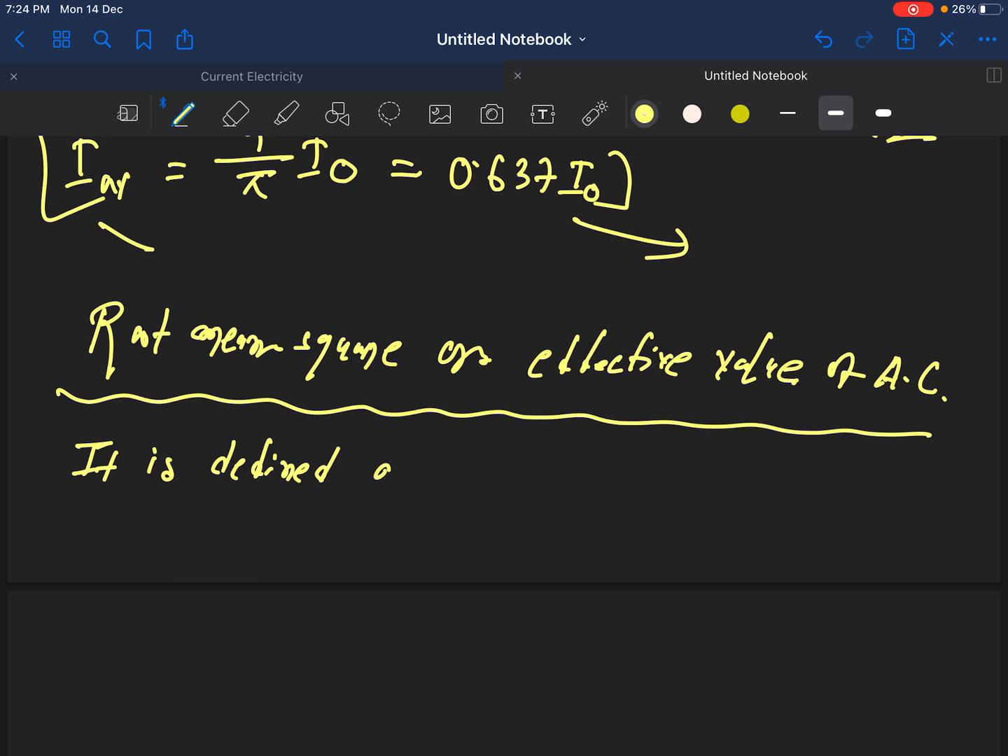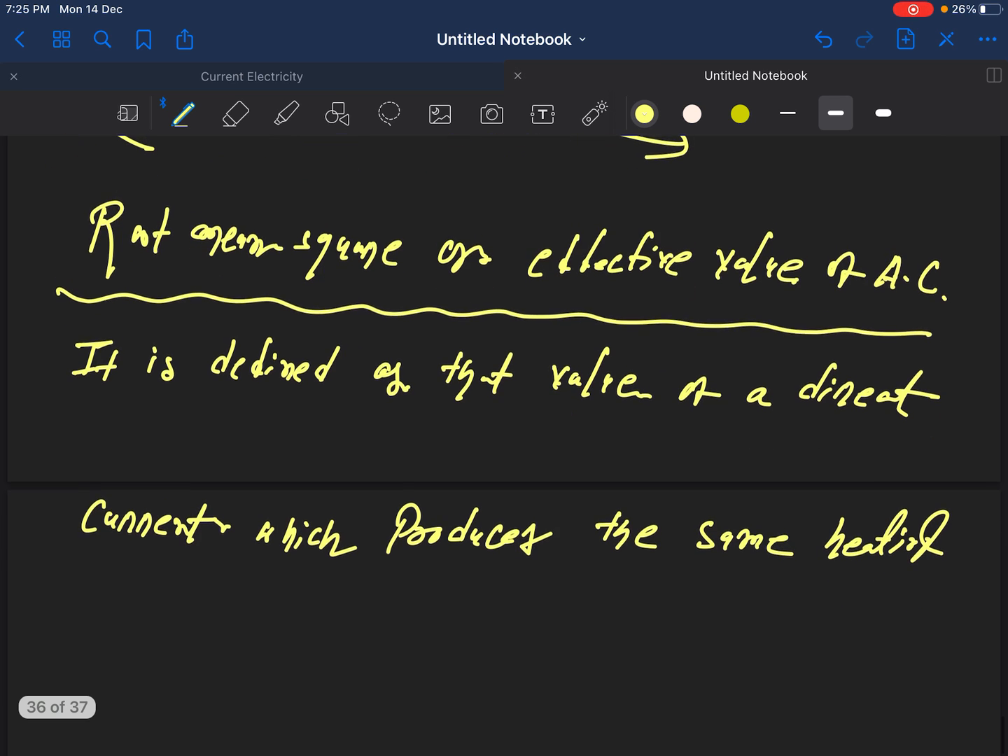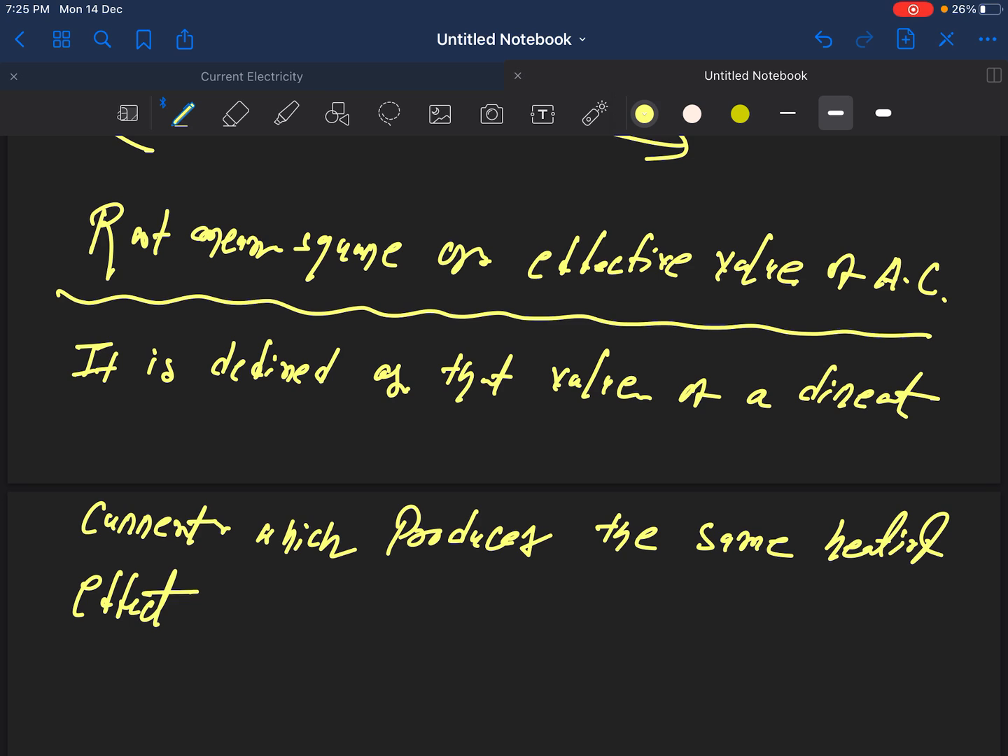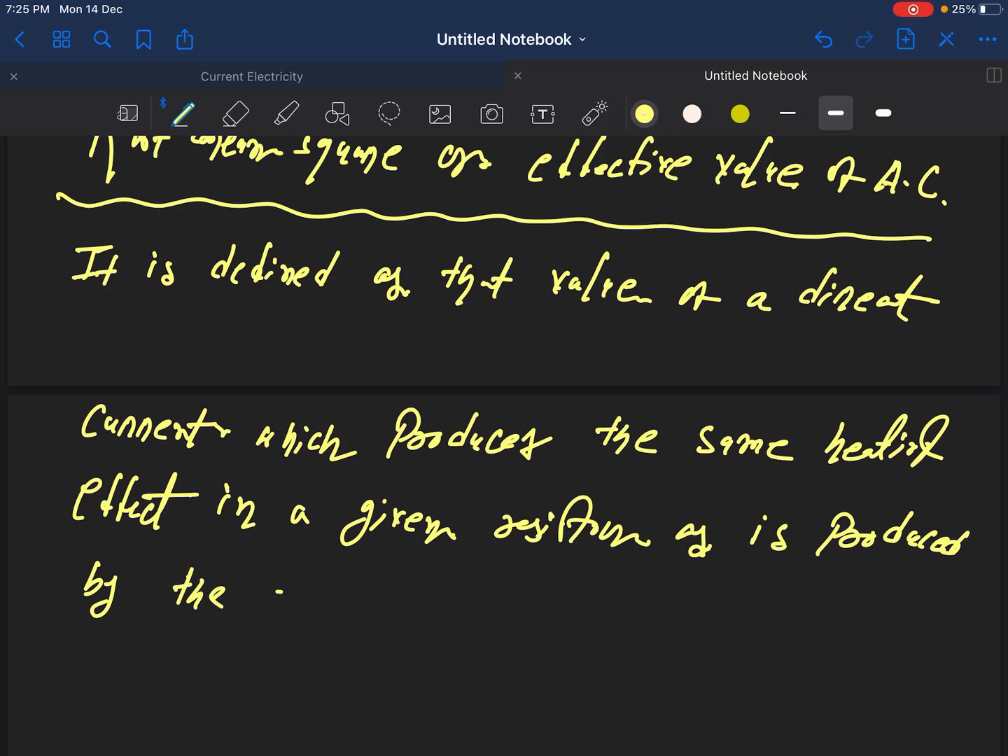It is defined as that value of a direct current which produces the same heating effect in a given resistor as is produced by the given alternating current.